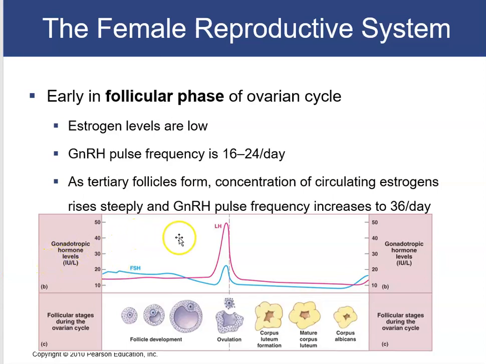All right, so again, in the follicular phase, here, the developing follicle. Early in the follicular phase, estrogen levels initially would be very low, and the gonadotropin pulse frequency would be somewhere between 16 and 24 a day. But as the tertiary follicle forms, the concentration of estrogen rises steeply, and the gonadotropin pulses will also increase to around 36 per day.